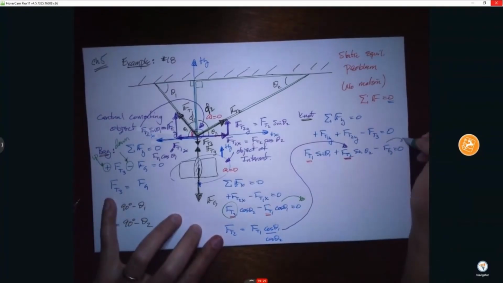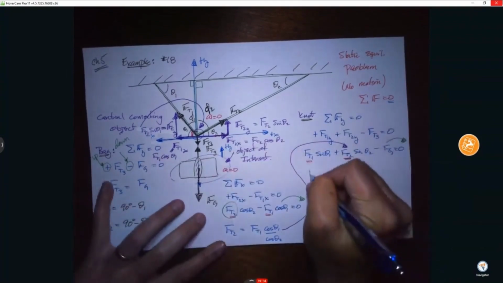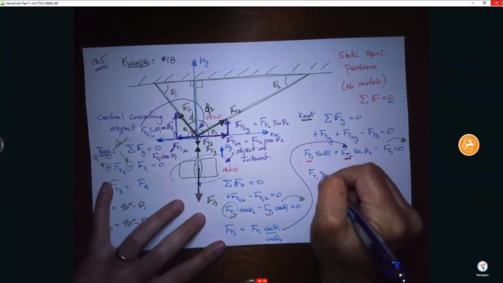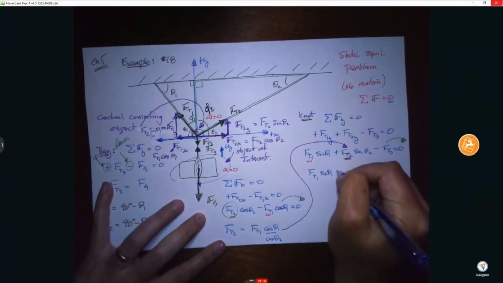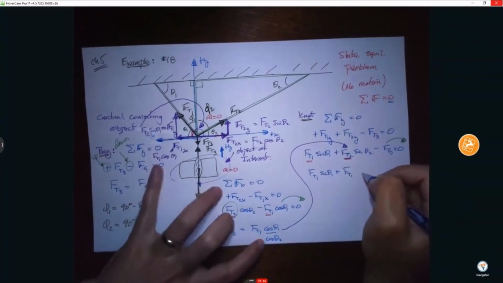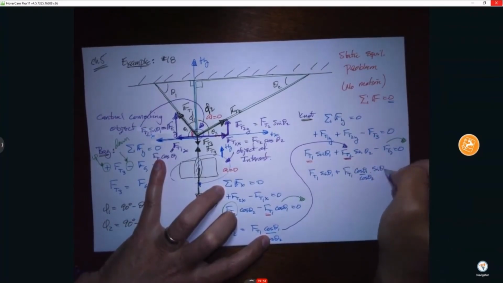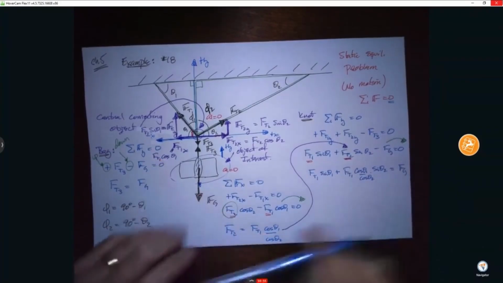I'm going to go ahead and move this Fg term to the other side. So this is our force tension 1 times sine of theta 1, plus force tension 1 times cosine of theta 1 over cosine of theta 2 times the sine of theta 2, equals our Fg.